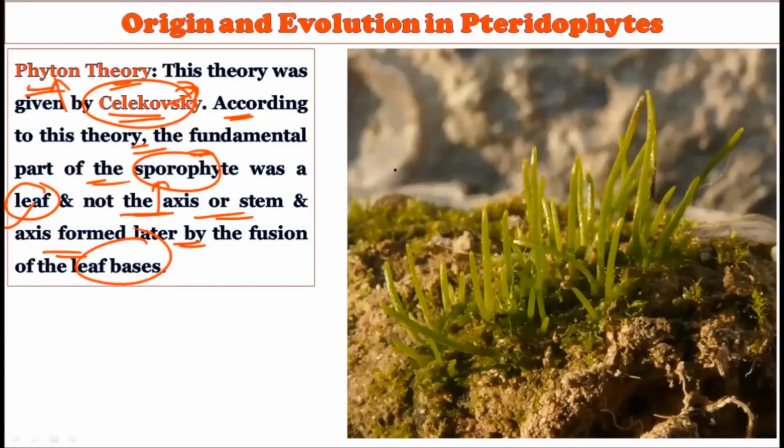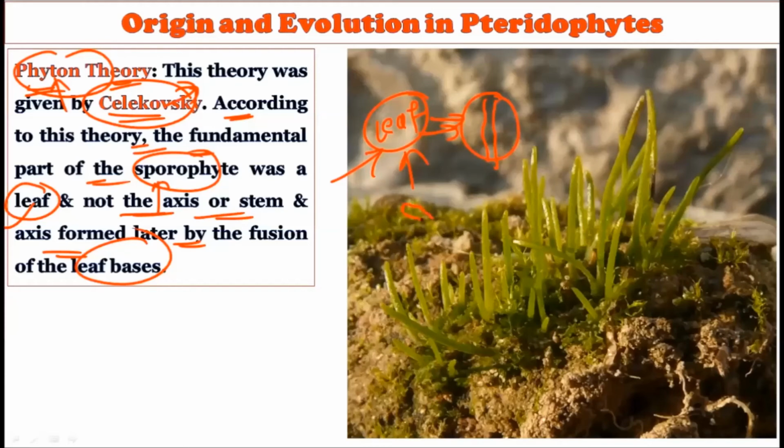Okay, so he has made some contrasting points regarding the origin of the pteridophyte from the bryophyte. He is saying the fundamental part of the sporophyte was the leaf. Which structure was first formed out of the bryophytes to become pteridophyte is the leaf, and after the formation of leaf, through the fusion of these leaves, the axis and stems were created. This is according to the Phyton theory: the leaf is formed first in the evolution from bryophyte to pteridophyte, and from the fusion of these leaves there is a formation of the axis or the stem when the leaf bases fuse with each other.